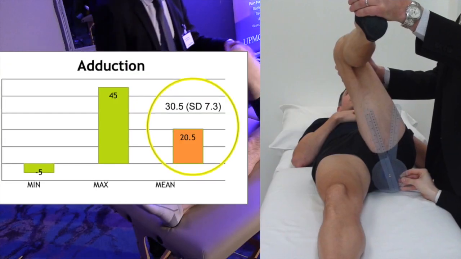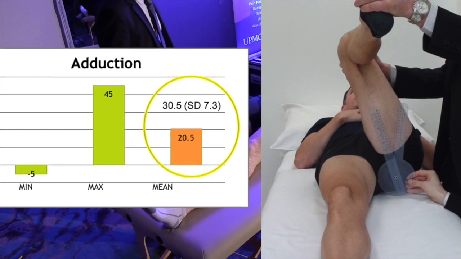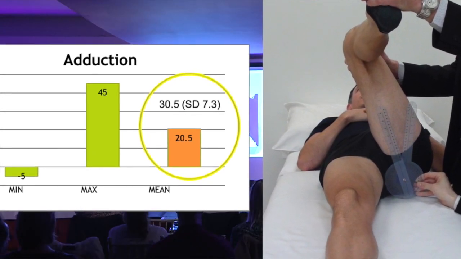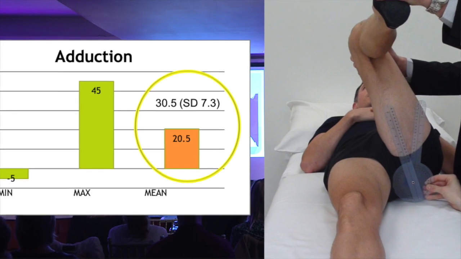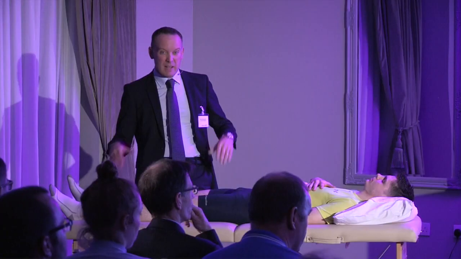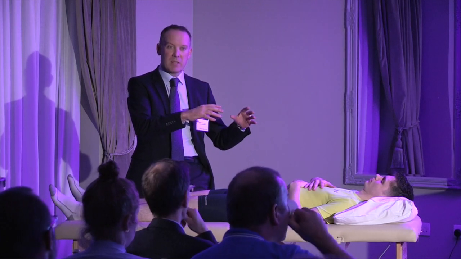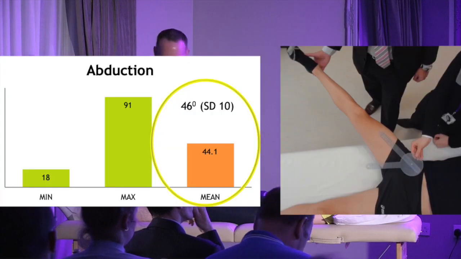And you can see about a 10-degree difference between the normal population mean and the patient mean. So 20.5 for patients compared to about 30.5 for a normal population mean. So again, a significant deficit in adduction on average in all of our patients who attend the clinic with impingement, of 10 degrees. So again, the second movement that's affected by FAI.